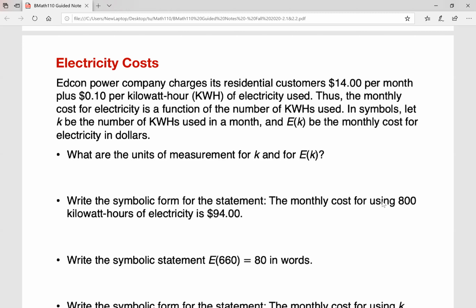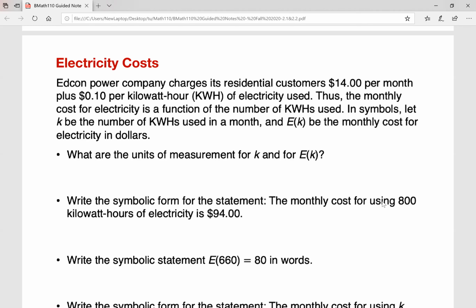So, for the example, electricity cost. Edcon Power Company charges a residential customer $40 per month plus 0.1 per kilowatt hour of electricity used. Thus, the monthly cost for electricity is a function of the number of kilowatts used. In symbols, let K be the number of kilowatts used in a month, and E(K) be the monthly cost for electricity in dollars.